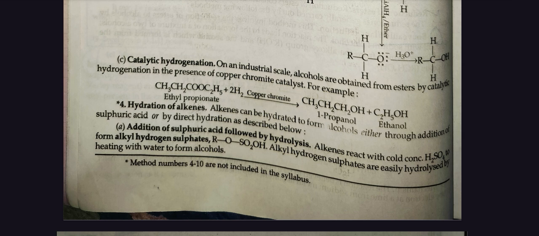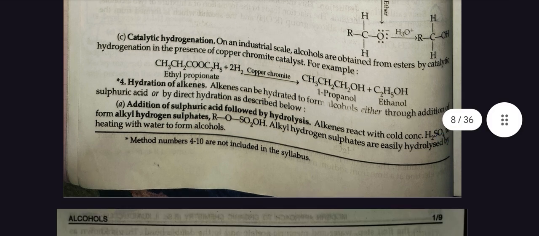Fourth, hydration of alkene. Alkenes are hydrated to form alcohol either through addition of sulfuric acid or by direct hydration, as described. First, addition of sulfuric acid followed by hydrolysis. Alkenes react with cold concentrated H2SO4 to form alkyl hydrogen sulfate, ROSO2OH. Alkyl hydrogen sulfates are easily hydrolyzed by heating with water to form alcohol.